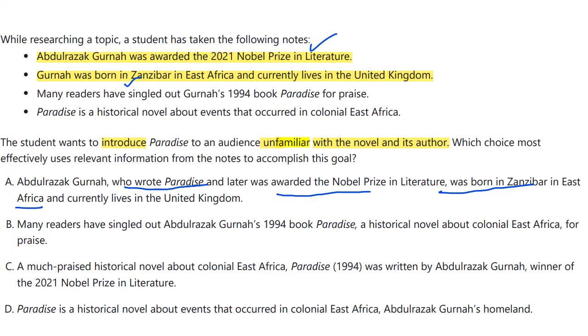B, many readers have singled out Gurnah's 94 book Paradise, a historical novel about colonial East Africa, for praise. Okay, this includes the background information on the book. So it is definitely introducing the book. It's meeting our first goal of introducing Paradise. This says nothing about the first two bullet points. They aren't in there at all. So this is a wrong answer.